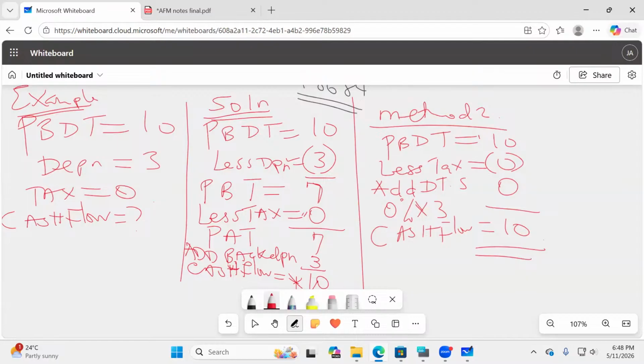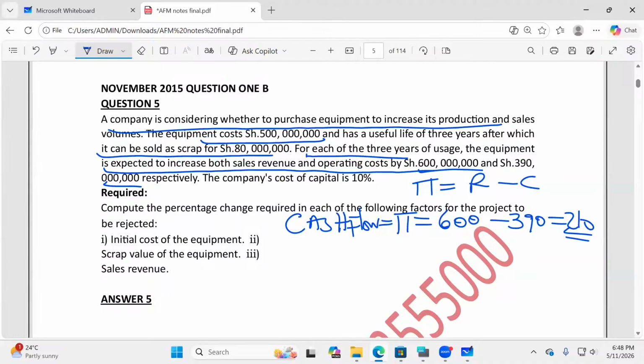Thank you so much. Now let's get back to our question. They want us to give them the percentage change. Percentage change is what we call SA. What does SA stand for in this case? South Africa? No, sensitivity analysis. So whenever you hear of percentage change, they want you to get sensitivity analysis metrics.